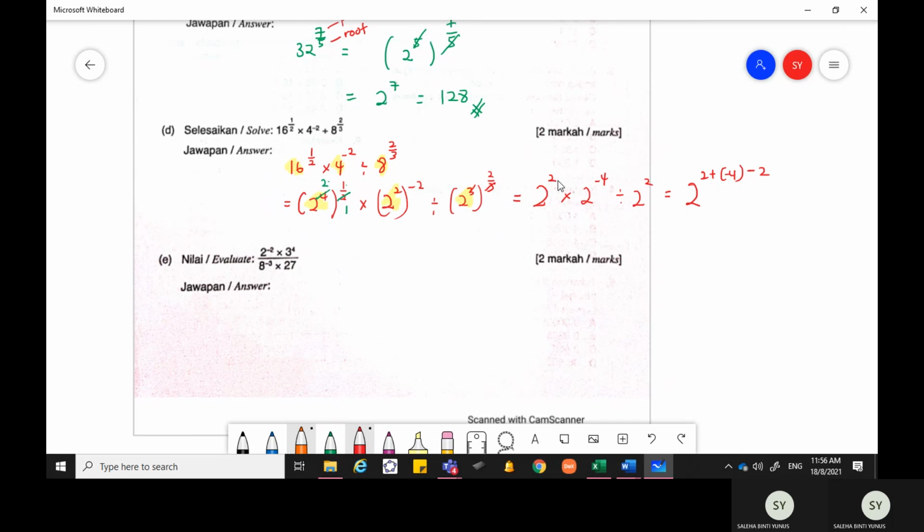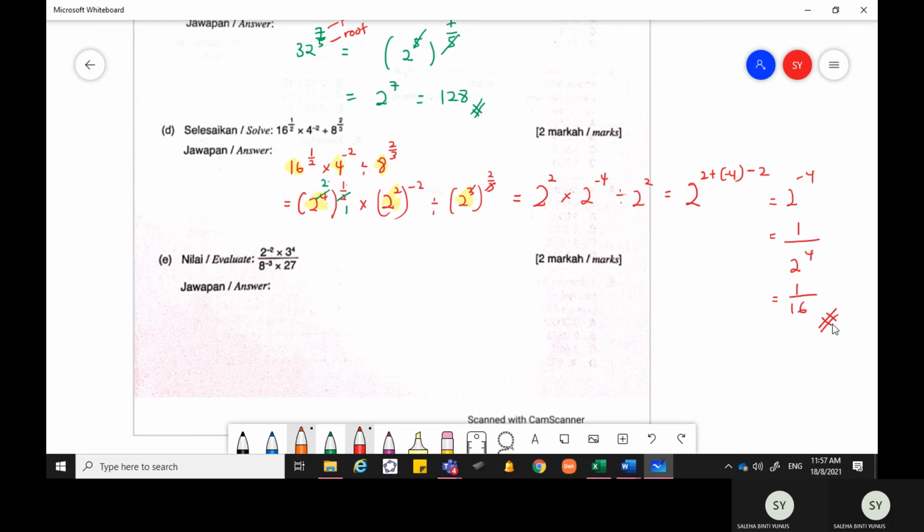Okay, so kita just combine the power. Darab jadi tambah, bahagi jadi tolak. Combine the power. Okay, now bila kita tengok kat sini 2 tolak 4, negatif 2, so negatif 4. Jadi 2 negatif 4. So change into positive. So jadi 2 to the power of 4. Okay, 1 over 2 to the power of 4. So 2 to the power of 4 is 16. So the answer 1 over 16.